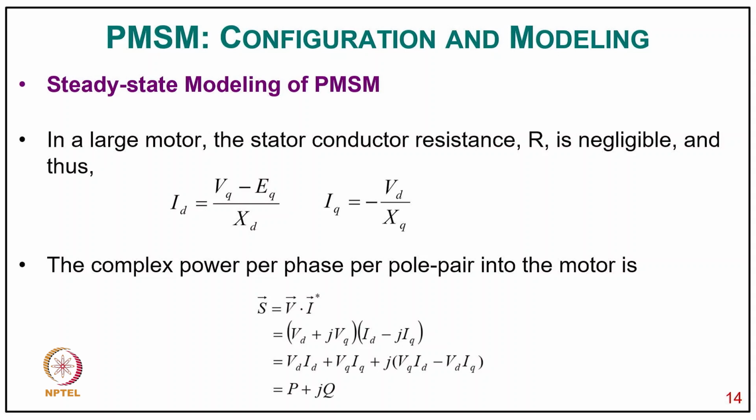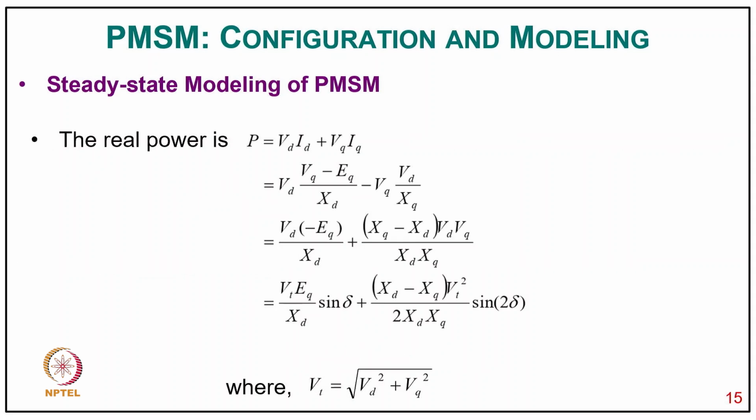So, the complex power per phase per pole pair in the motor is now S equals V into I conjugate. We can take V equals Vd plus jVq and I conjugate equals Id minus jIq. Solving, it becomes Vd Id plus Vq Iq plus j(Vq Id minus Vd Iq), equal to P plus jQ. From this the real power is P equals Vd Id plus Vq Iq, putting the value of Id as (Vq minus Eq) upon Xd, times Vq, and the value of Iq as minus Vd upon Xq.